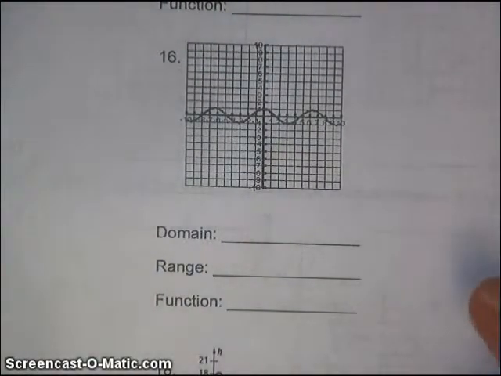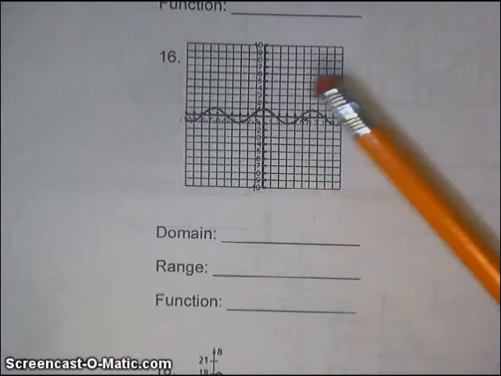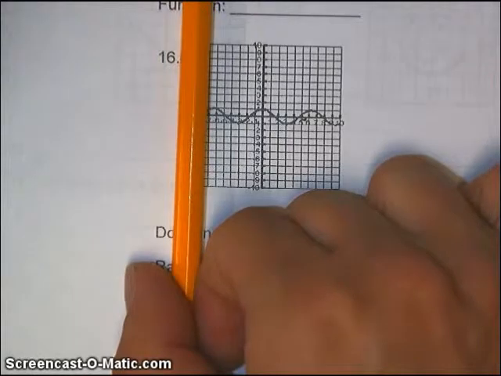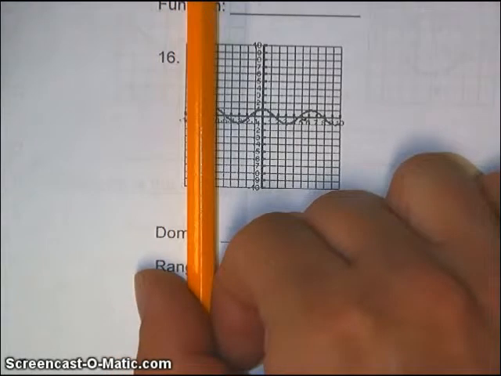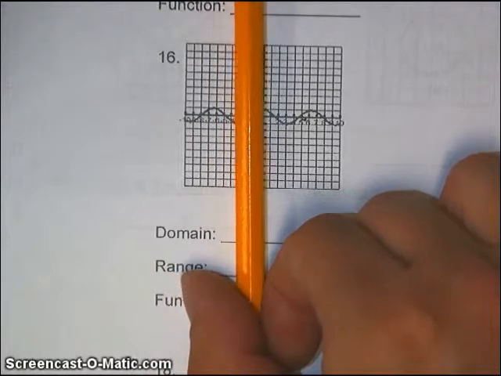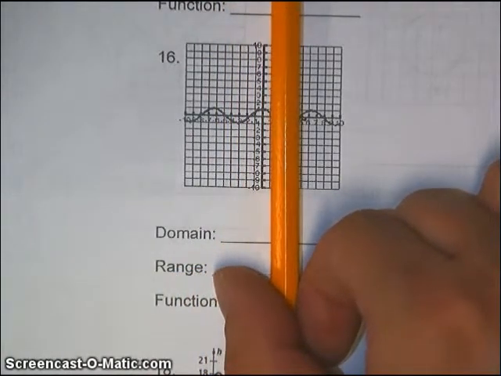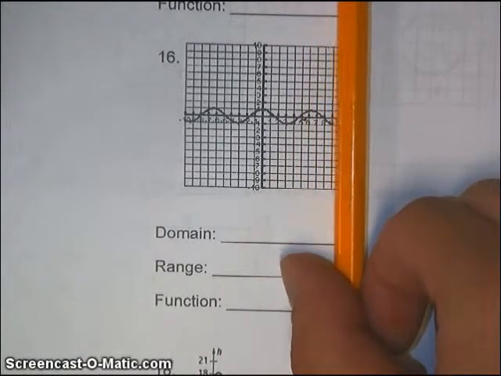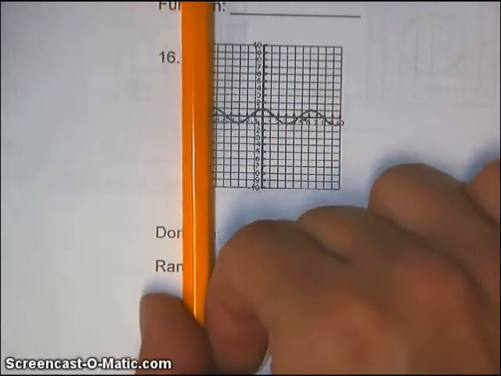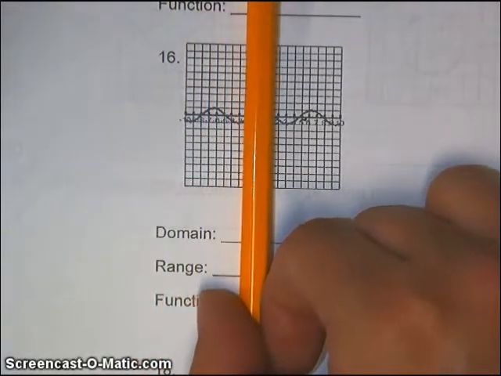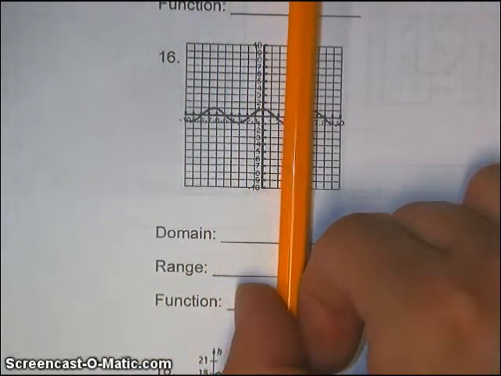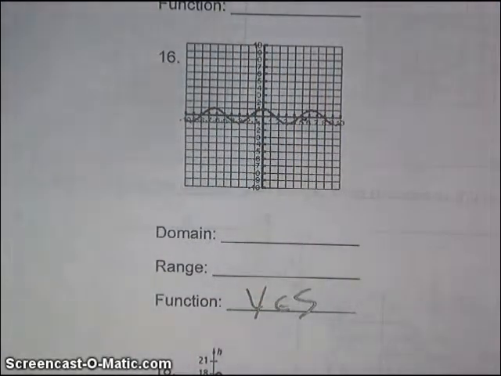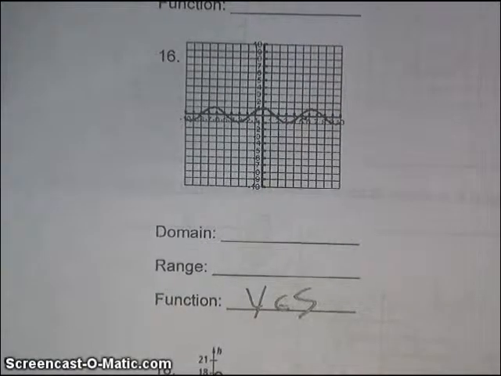And to determine whether or not it's a function from a graph, the easiest thing to do is the vertical line test. And that vertical line test is you go from left to right, and if you ever touch more than one point at a time, it's not a function. This thing passes the vertical line test. I'm only ever touching one point on this function at a time. So it passes the vertical line test. That's a yes.